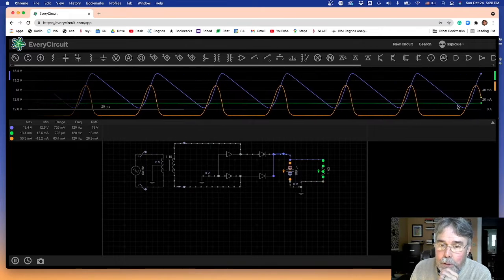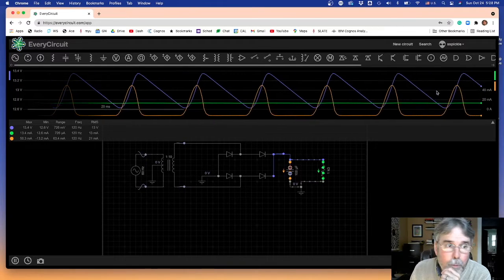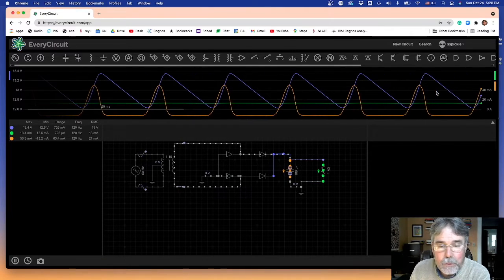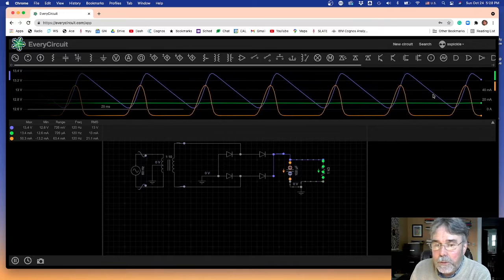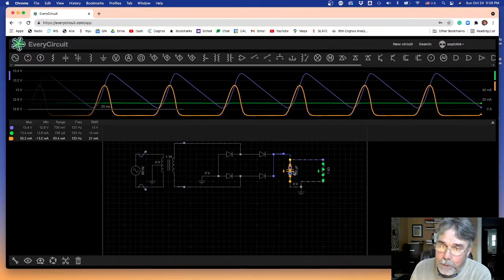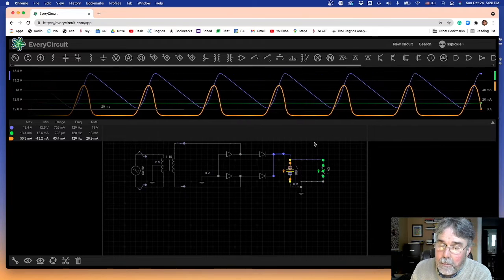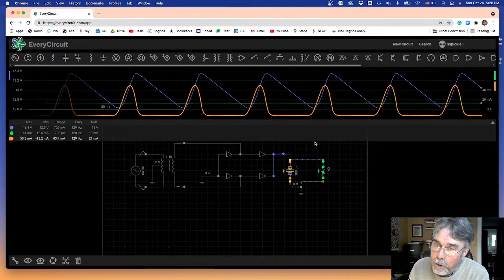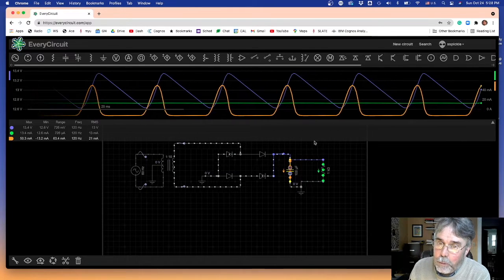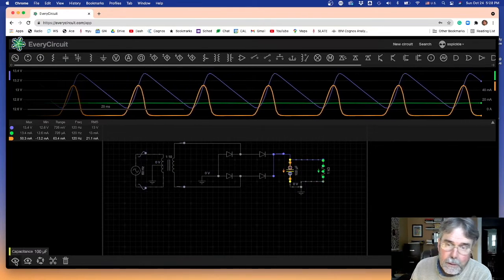But the voltage output is varying between 12.6 and 13.4 volts. So what can we do about that? One thing we could do is to increase the capacitance of the capacitor. Of course, that's going to increase the amount of charge stored on the capacitor, but it's also going to mean that the current spurts are going to be shorter. So let's try that.